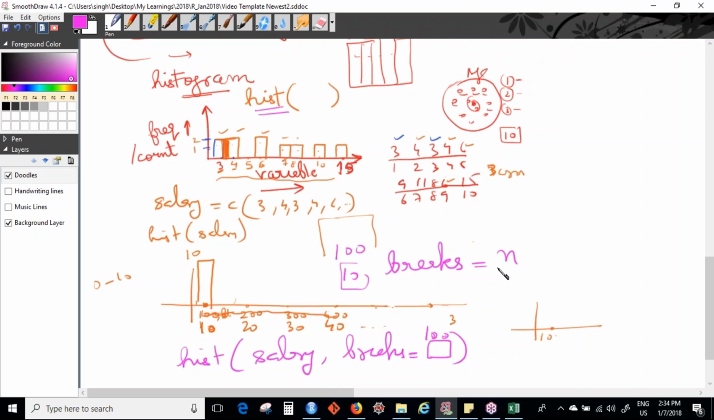Otherwise, it will become difficult to understand and interpret, right? Only on one side it will be included. But R takes care of that. So we don't have to worry about that. R takes care of that.